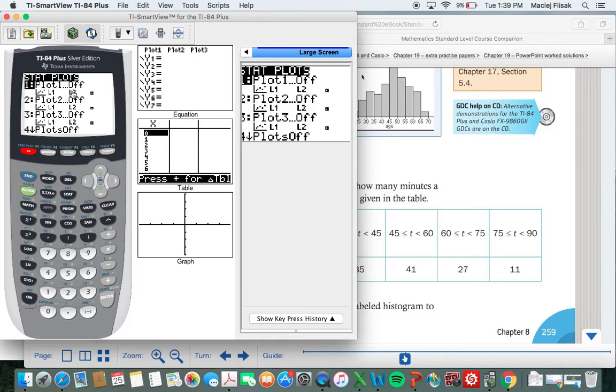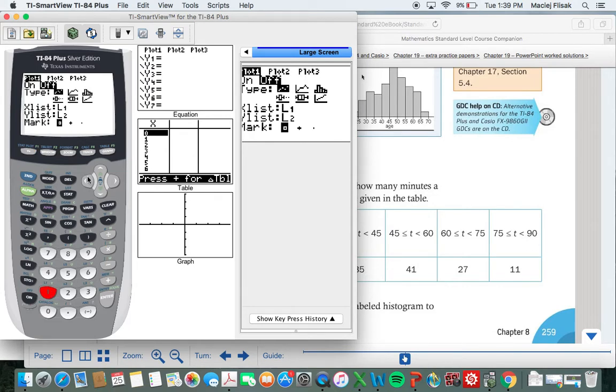You have to turn on your plot for statistics. So I'm going to go to number 1. I'm going to turn that one on. All right, now type. Usually we're used to making a plot of points, but now we're going to go to the third one here, which is histogram. So one right there, histogram, enter on that one. Now it says X list. X list is those values.